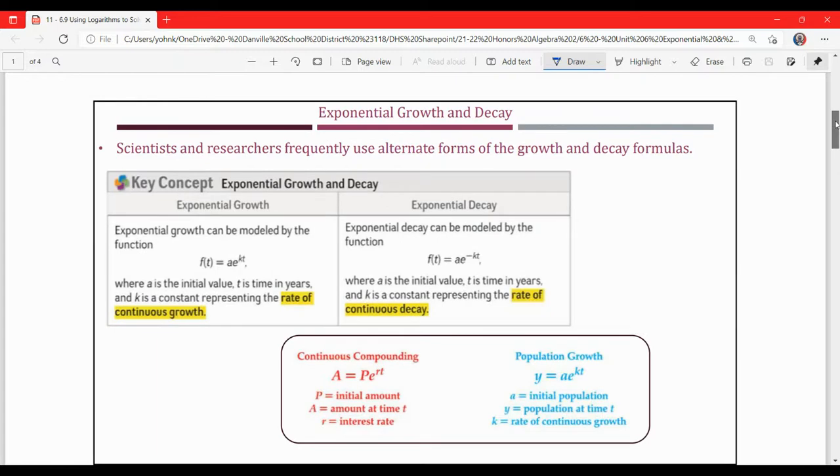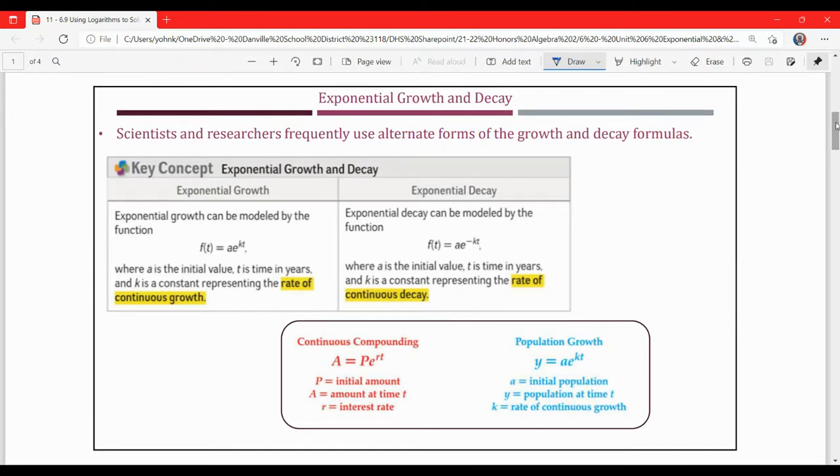We talked a little bit about it back in section 6.1. The only thing that's different now is that we're going to talk about continuously increasing and continuously decreasing as our growth rate. So we have f of t equals a e to the kt, and we have f of t equals a e to the negative kt. Notice that we have a difference in the exponent based on if it's growth or decay. A is the initial amount that is there at the beginning, t is measured in time, and k is a constant that represents the growth and decay.